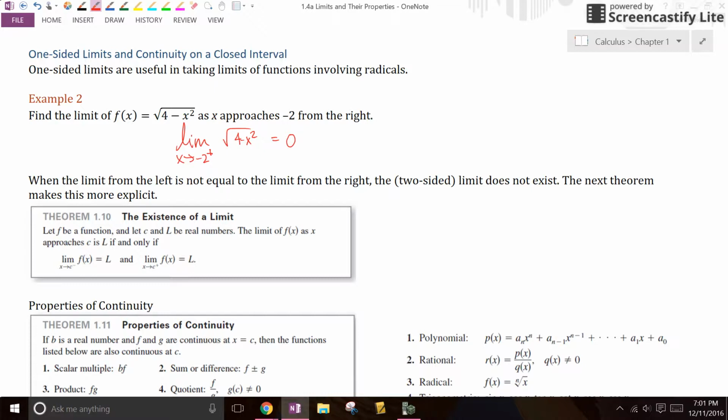That kind of helps us really define limits even more, or the existence of limits, is what they call it in Theorem 1.10. If you see it, it says let f be a function, and let c and L be real numbers. Then the limit of the function as x approaches c is L, and then here's the big part: if and only if the left-hand limit is L and the right-hand limit is L. So kind of what we've said, right? As long as the left side and the right side agree, then that's your limit. And there it is: left-hand limit and right-hand limit have to agree.